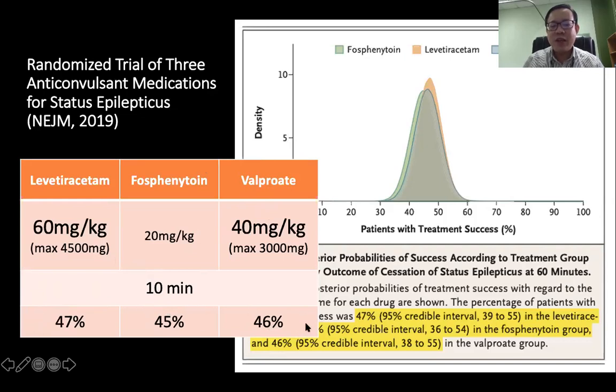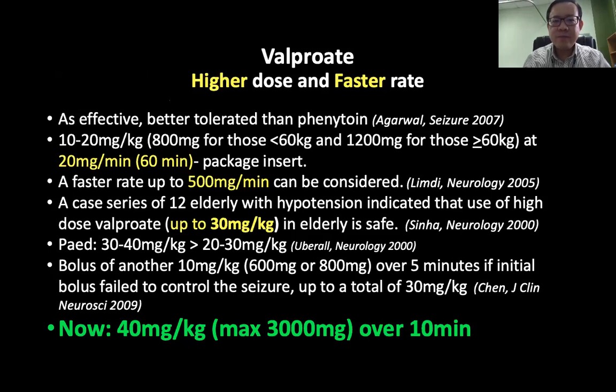So all of these regimens were given within 10 minutes and their outcome is about the same. This is the success rate in all the three, and you can see that the area under the curve overlaps between all the three treatments. And therefore nowadays, for second line, it's no longer only phenytoin. We are using levetiracetam and valproate as well as second line. And remember, high dose and give quick. Higher dose and faster rate in valproate.